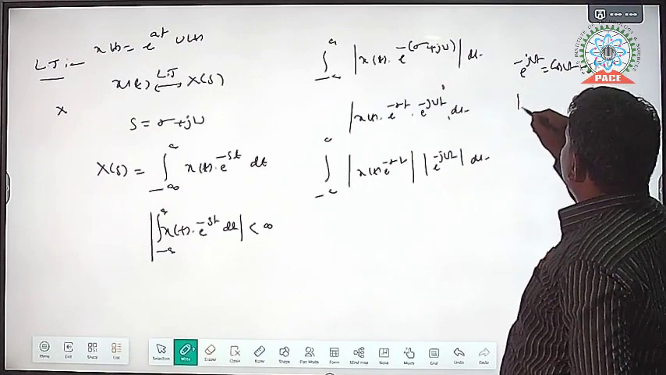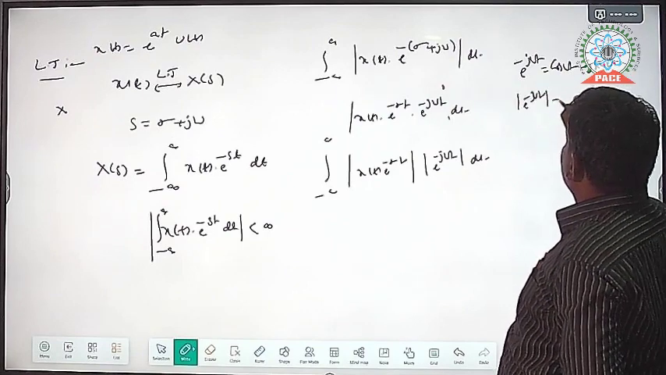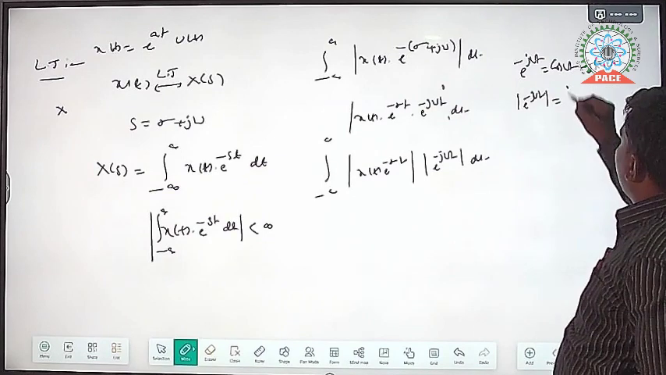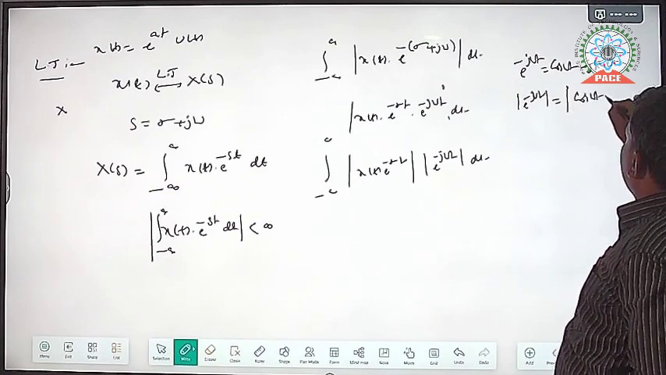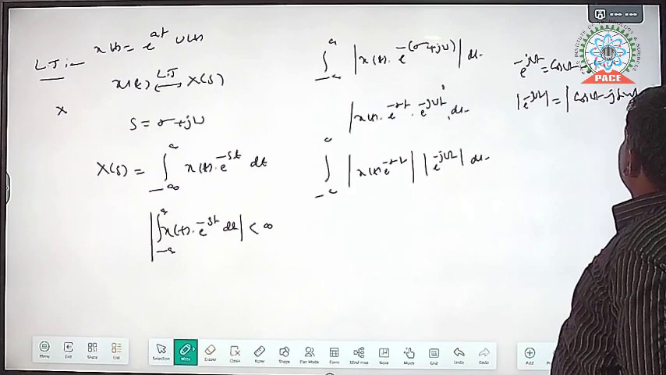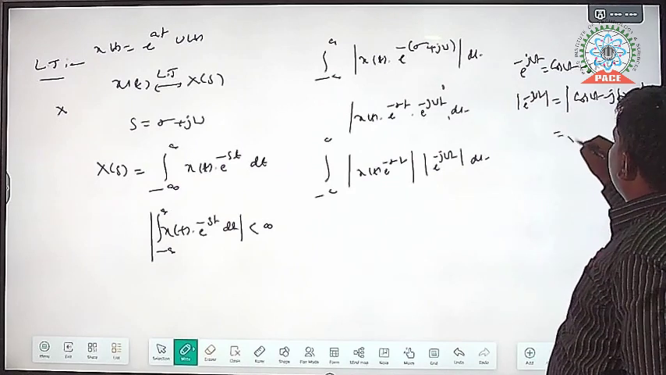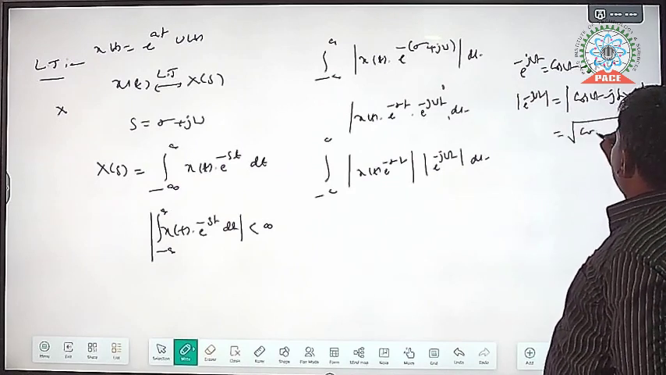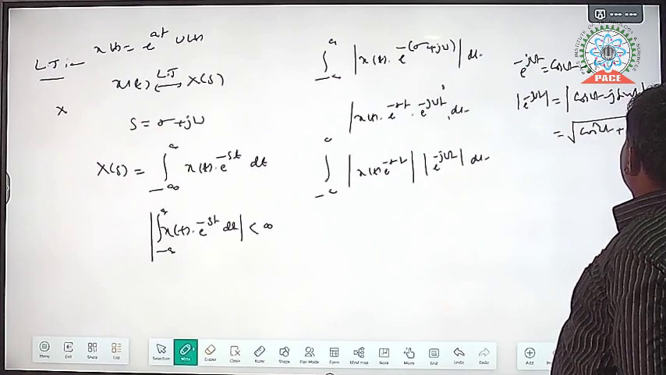The magnitude of e^(-jωt) equals the magnitude of cos ωt - j sin ωt. So this is the square root of cos²ωt + sin²ωt. So this value is 1.